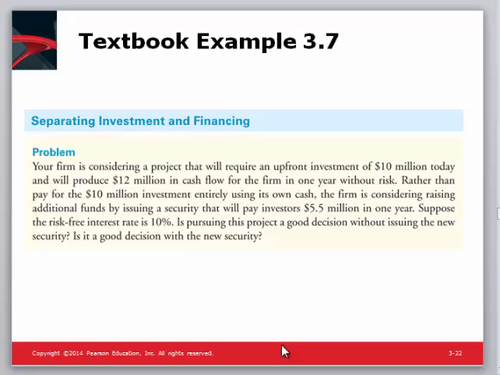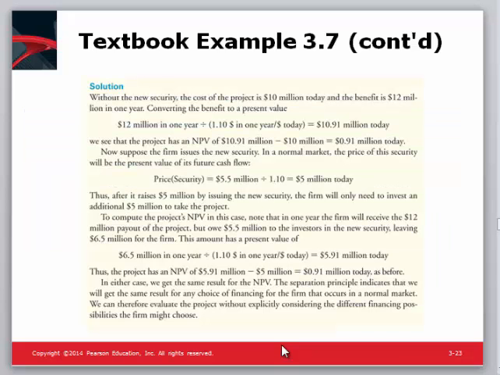Is pursuing this project a good decision given the concept here? Does it make sense to issue this security? Well, let's work our way through here. Without the new security, the cost of the project is 10, the benefit is 12 million. Converting that to present value at 10%, the value is 10.9. So the project net present value is 10.9 million minus the cost of 10. It's worth $0.91 million, which obviously says we should do this project.